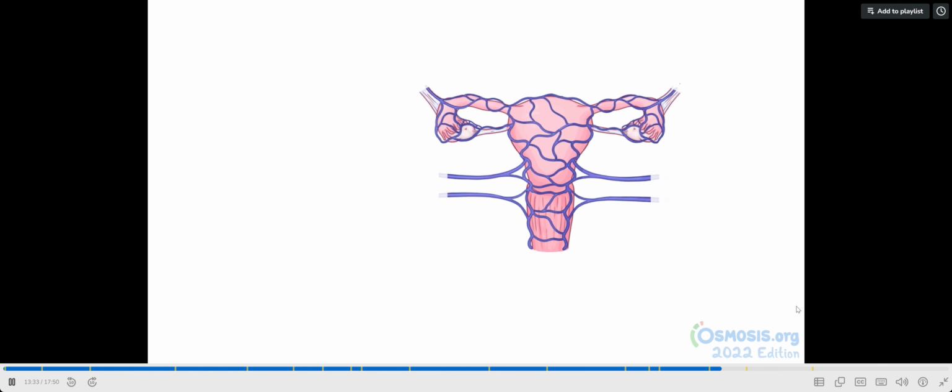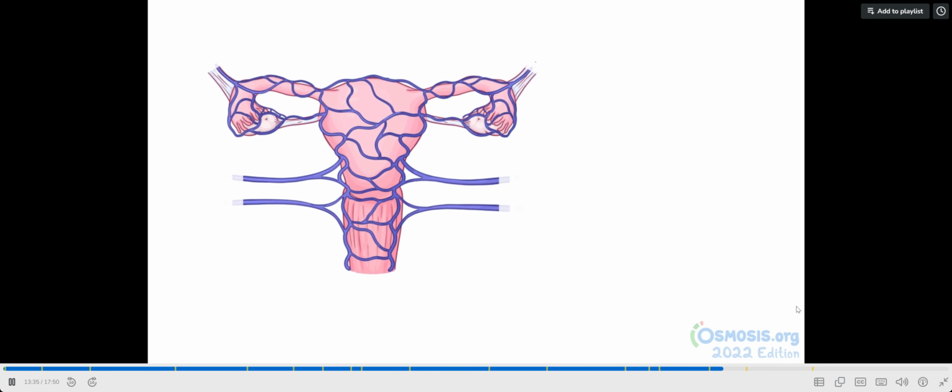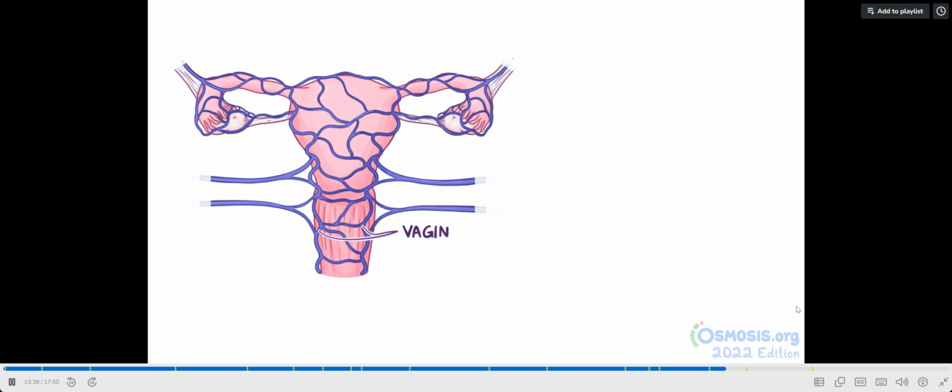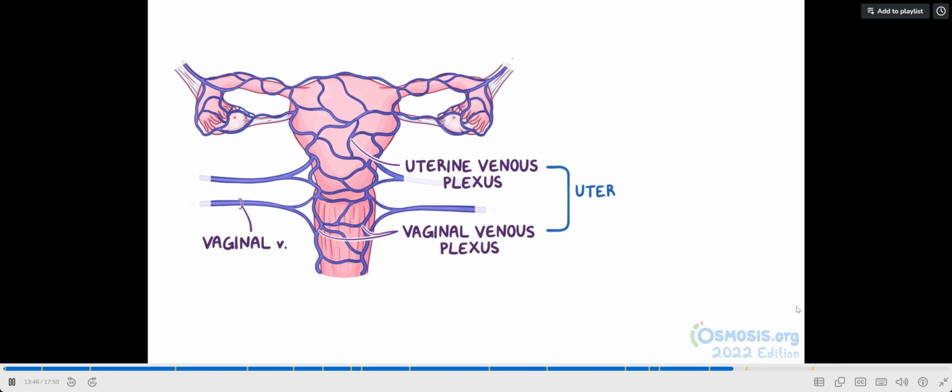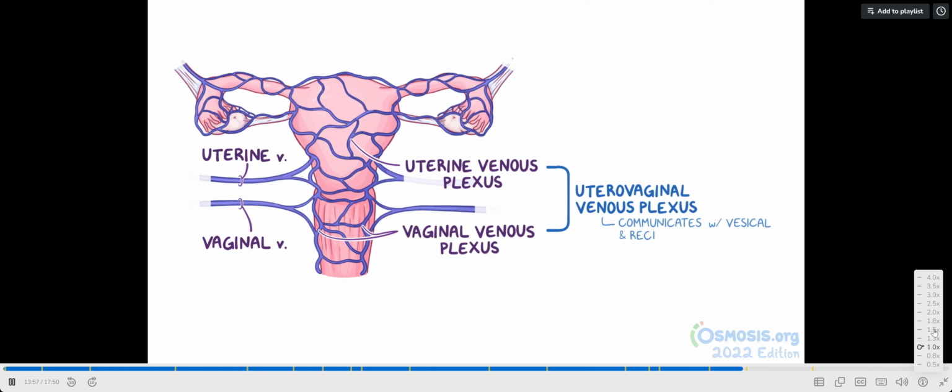Venous blood from the vagina enters a plexus of veins along the sides of the vagina called the vaginal venous plexus, which is drained by the vaginal veins. The vaginal venous plexus combines with the uterine venous plexus to form the uterovaginal venous plexus, which is mainly drained by the uterine veins into the internal iliac veins. The uterovaginal plexus also communicates with the vesical and rectal venous plexuses.